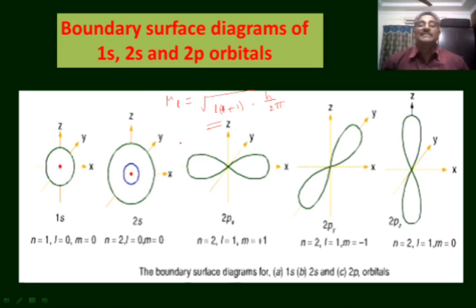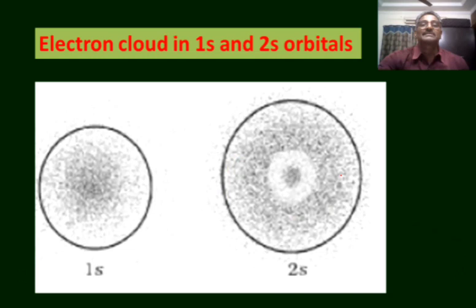In the case of s orbital, L is equal to 0. In the case of p orbital, L is equal to 1. In the case of d orbital, L is equal to 2. Now let us go to the shapes of s orbitals.